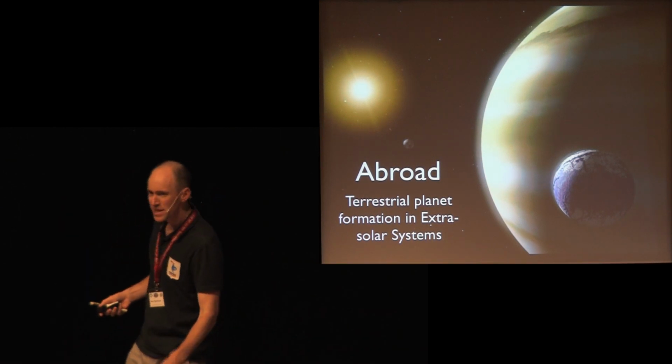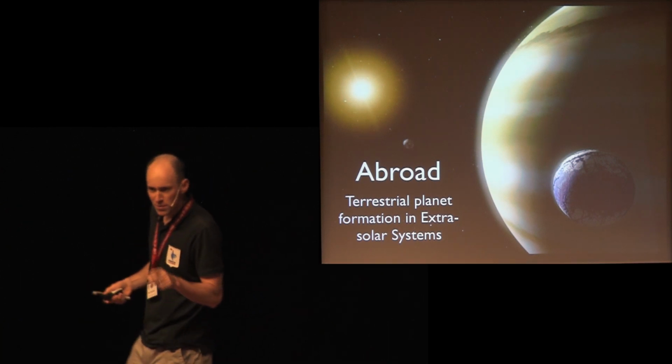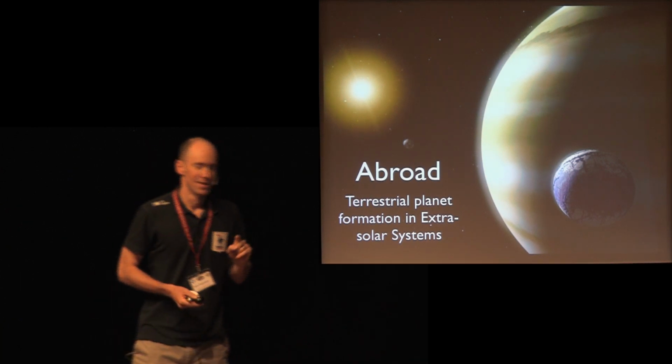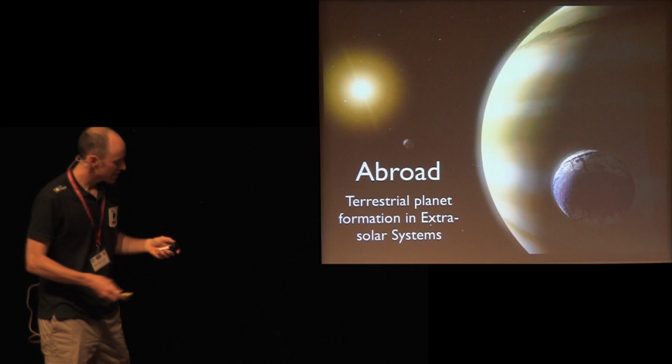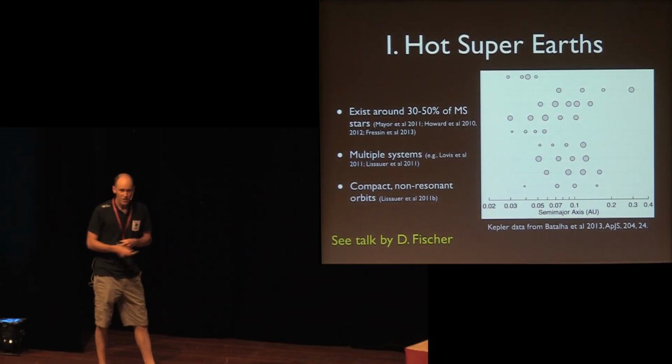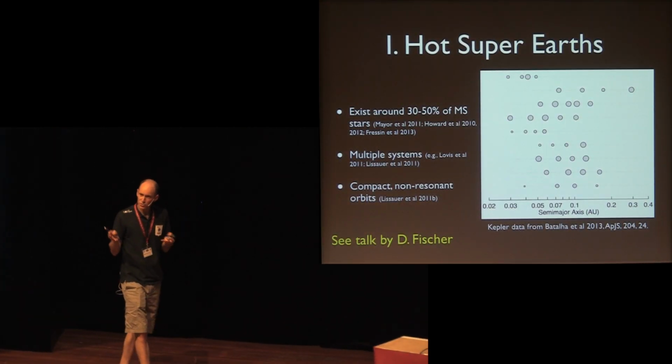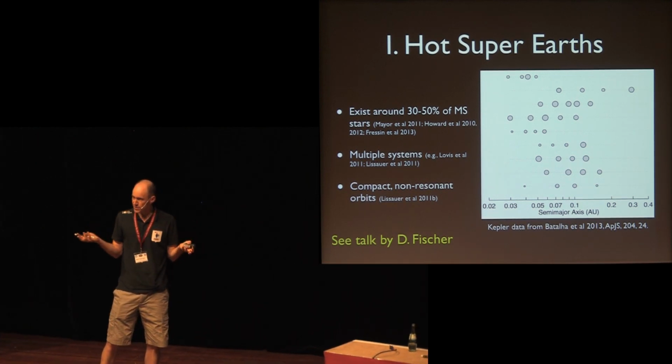So we'll start off with the abroad. We'll do it backwards. Instead of home and then abroad, we'll do abroad, then home. So we're going to talk about extrasolar planetary systems. To start off, let's talk about extrasolar planets that might really be terrestrial.